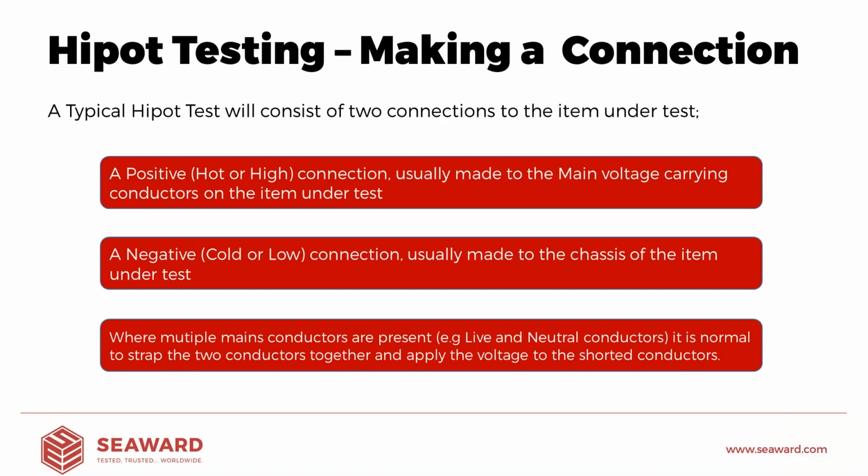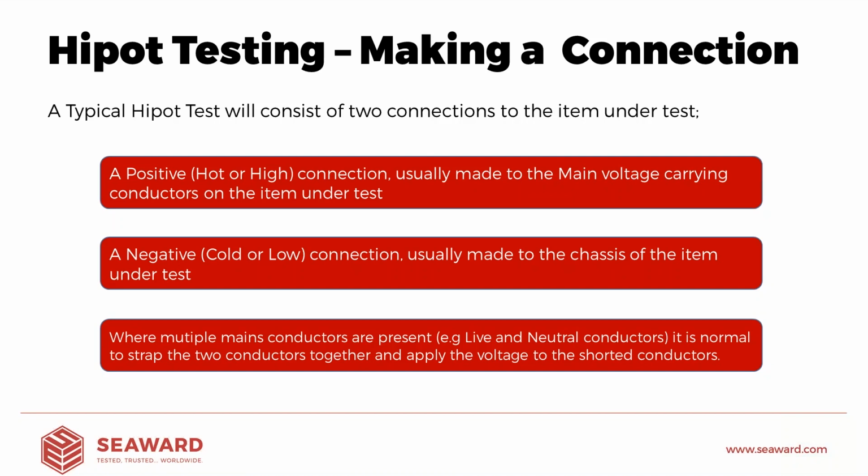Now, where you do have multiple mains conductors, it's normal that we would strap those two conductors together and apply the voltage to the shorted conductors. Now, this isn't always necessary. You could perform the test multiple times. So you could do the test between the live and the chassis and the neutral and the chassis. But it's not prevalent that you do both. You can just short the two together. If there's any fault within either of the two conductors, that will still be highlighted. It will still flow to the chassis, and the test equipment will pick that fault condition up.